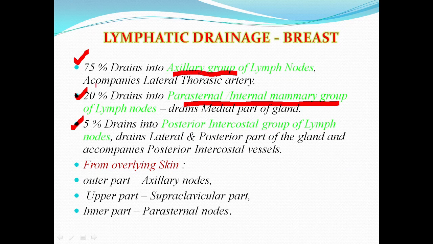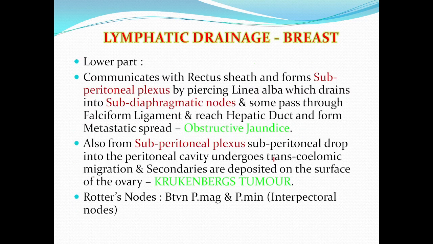The posterior intercostal group of lymph nodes will drain the posterior part of the gland. So this is what you have to remember: 75% of the lymphatics go to the axilla, 20% into the parasternal, 5% into the posterior. That is all I will try to show you now, and let me come back to this slide again.